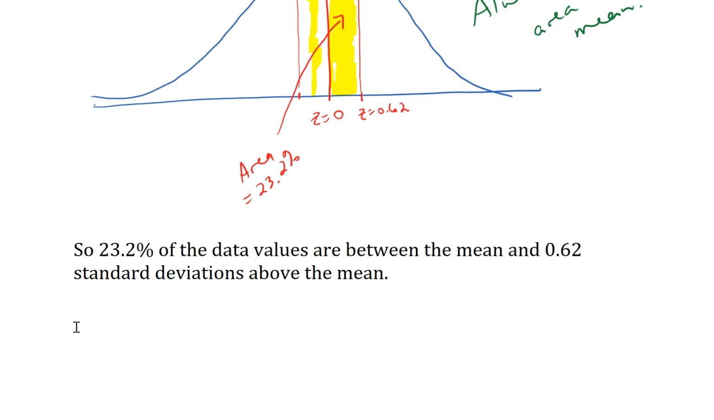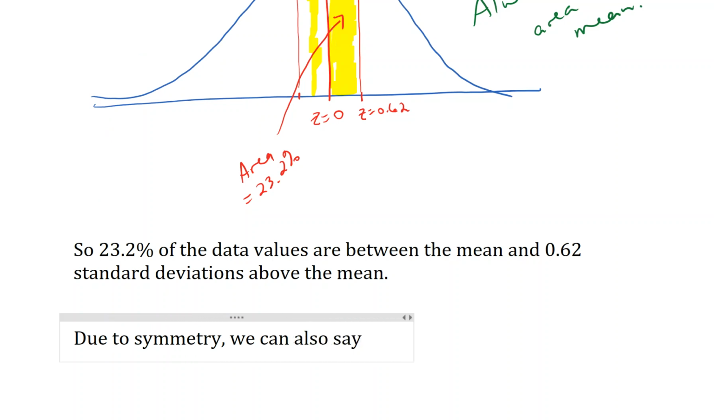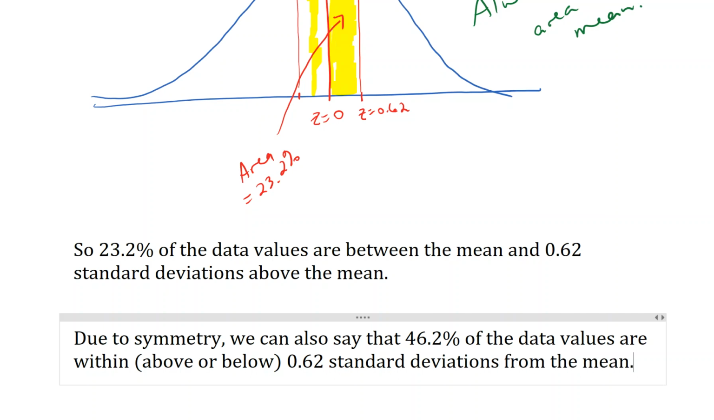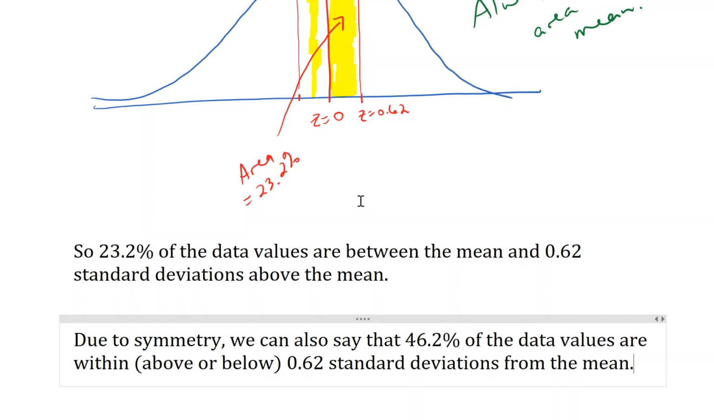Another observation we could make is, due to symmetry, we can also say that double that percentage, 46.4% of the data values are within, so that means above and below, 0.62 standard deviations from the mean. So things like that are important.